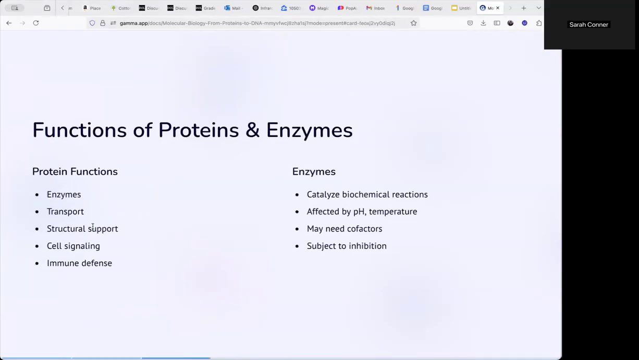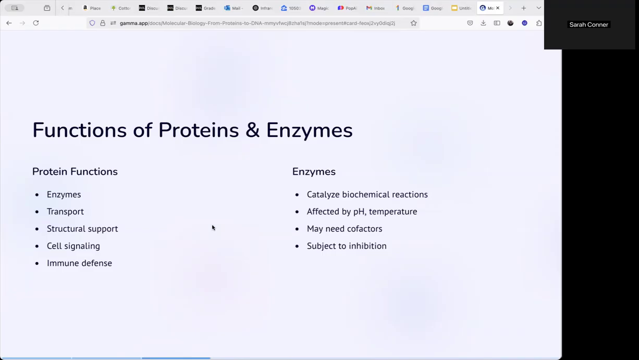There are several different functions of proteins and enzymes. We've talked about this before. So remember that if it's over a line, it is an enzyme and it's trying to make your material go from one to the other to be able to create a different type of energy or break it down. So protein functions would include enzymes, transport, structural support, cell signaling, and immune deficiency, which we've talked about in the last couple of lectures.